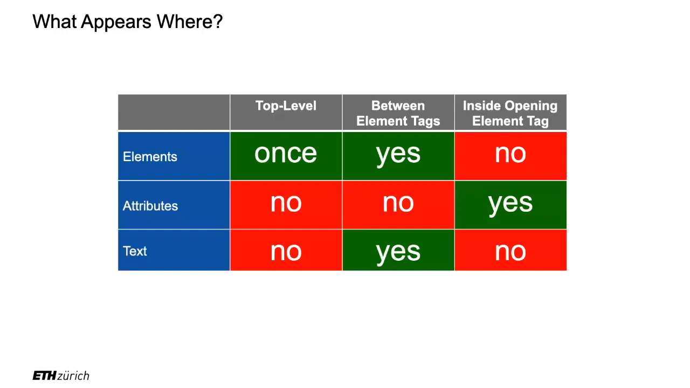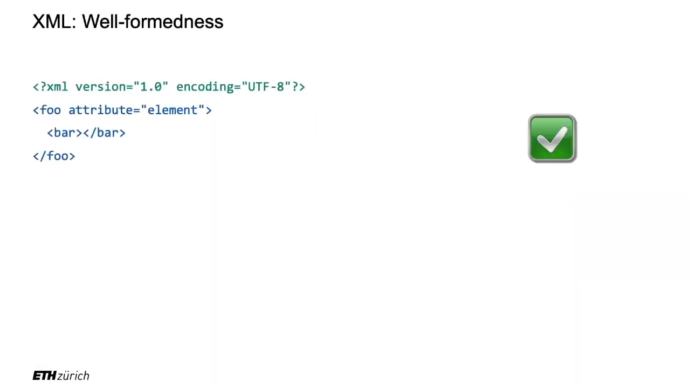Now, to summarize, what can appear where? Oh, we have a question on Zoom. So I don't think you can have nested attributes. Do you imagine an attribute inside an attribute? Oh, are you saying that we could have this attribute element as an element instead of an attribute? Is it what you're asking?